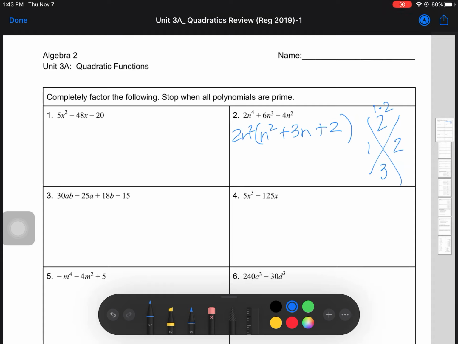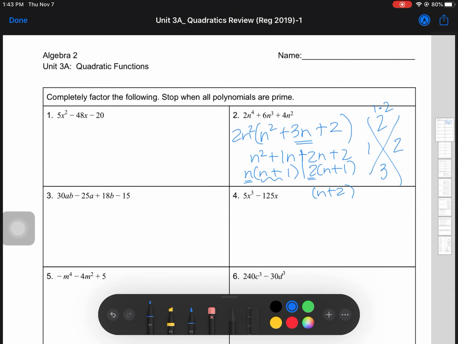Once you find that pair, we're going to replace our middle term with it. So we're going to have n squared plus 1n plus 2n plus 2. And it does not matter what order you put that in. And then we draw a line down the middle and factor by grouping. So I'll pull out an n. I'll pull out a 2. And then we rewrite it in one parentheses. Needs to be your 2 GCFs, so n plus 2.